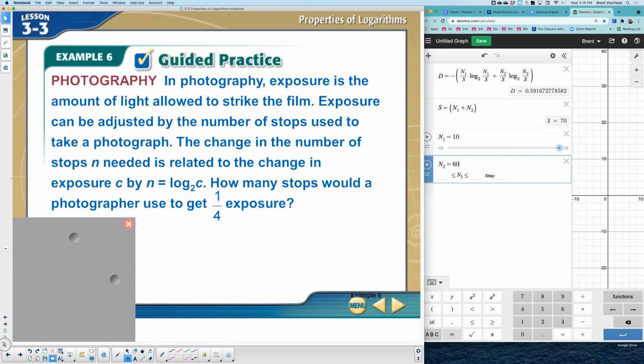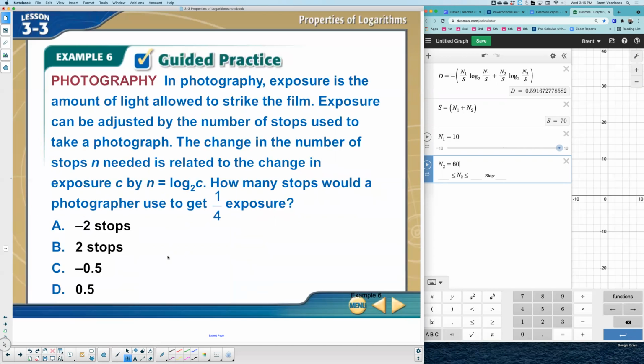With that, you have a DOL. Go ahead and see how to solve this problem: how many stops would a photographer use to get the 1/4 exposure.